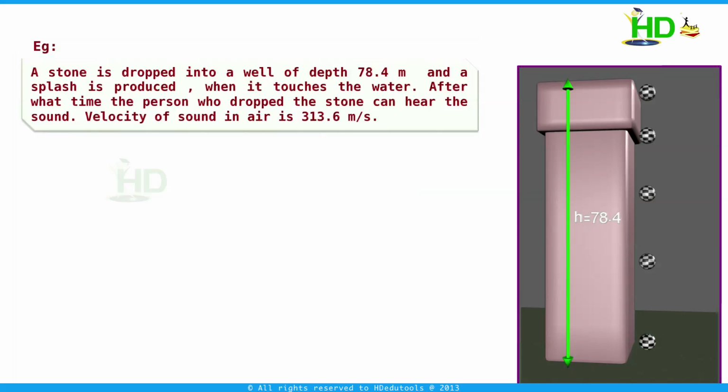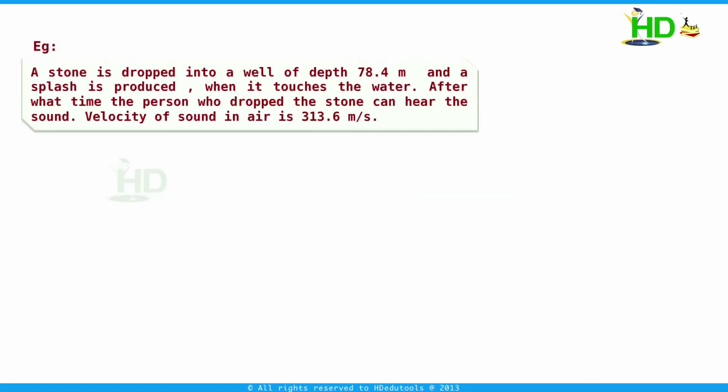A stone is dropped into a well of depth 78.4 meters and a splash is produced when it touches the water. After what time can the person who dropped the stone hear the sound? Velocity of sound in air is 313.6 meters per second. Now what is given in our problem?